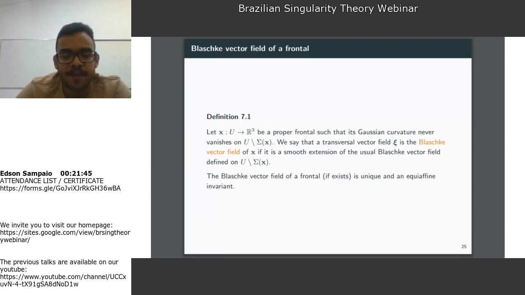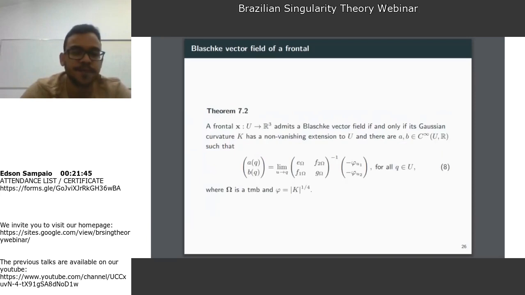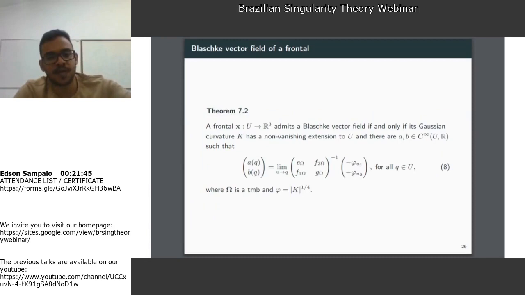But the first thing we realize is that it's not always true that you can find frontals that in the regular part have a Blaschke vector field, but you cannot extend the Blaschke field to the whole domain. So we needed to find a characterization of frontals for which it's possible to define a Blaschke vector field. In this theorem, a frontal X admits a Blaschke vector field if and only if its Gaussian curvature K has an unvanishing extension to U, and there are smooth maps A and B such that this expression here is satisfied, where ω is a tangent moving basis of X, and this function φ is given by this, where K here is the extension of the Gaussian curvature.